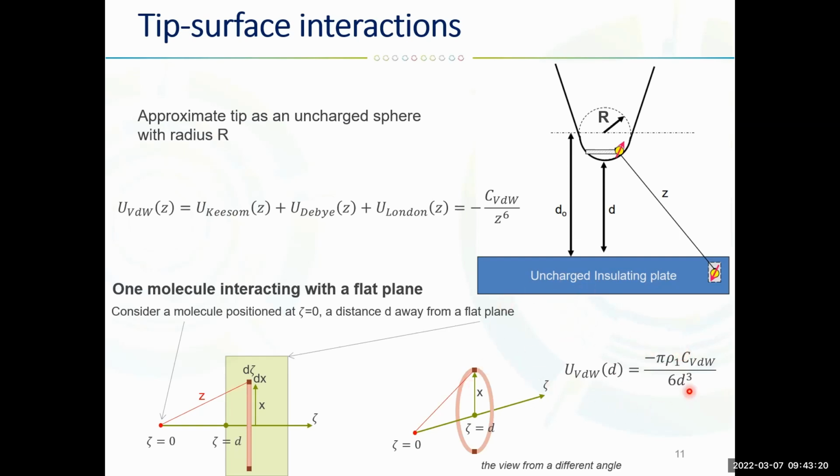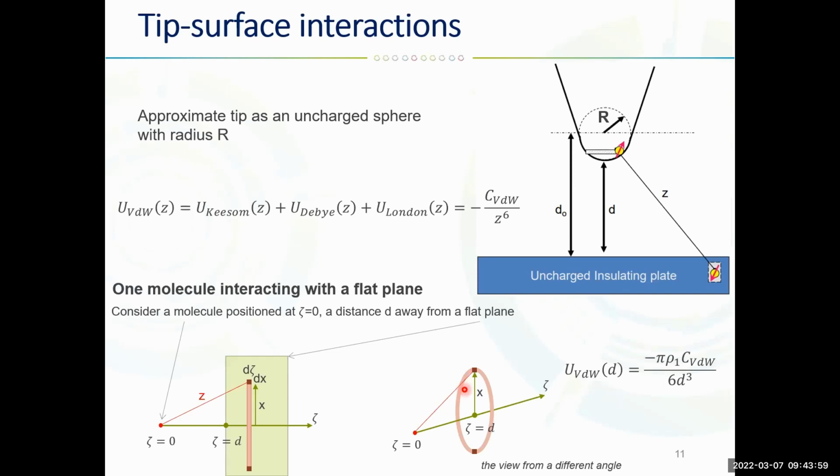So this equation on the right-hand side says that when you integrate this van der Waals interaction potential over all atoms or molecules in the substrate, you will end up with an expression for the interaction potential energy that varies as 1 over distance cubed that the atom or molecule is positioned above the substrate. So this is the first step in the process of understanding how the tip interacts with the substrate.